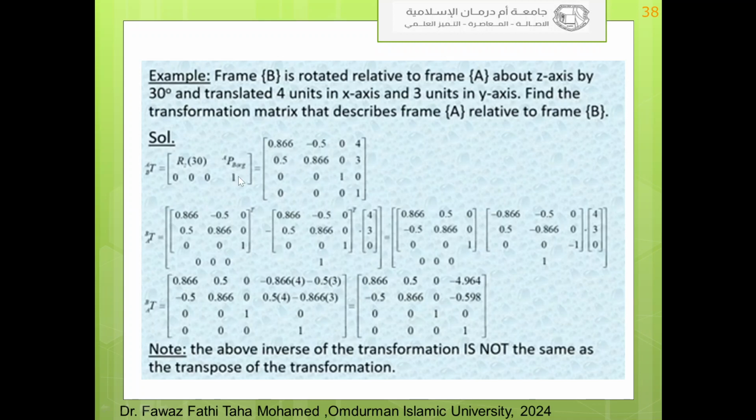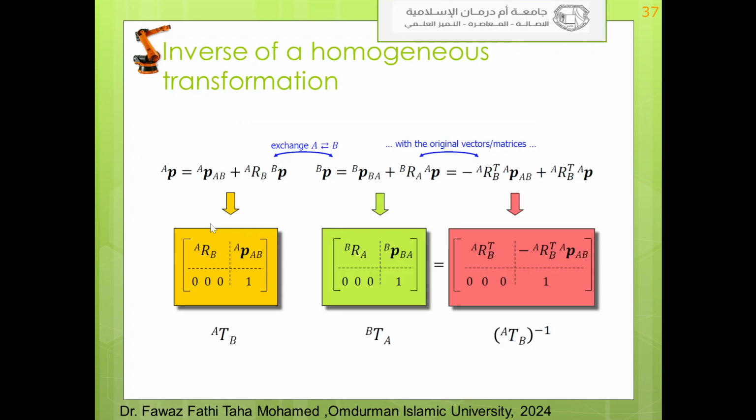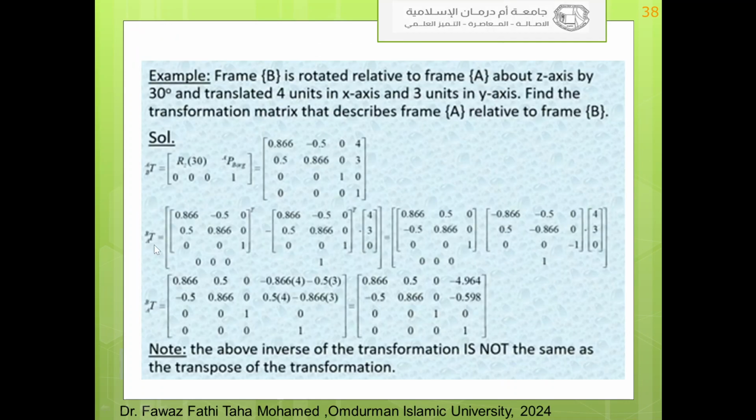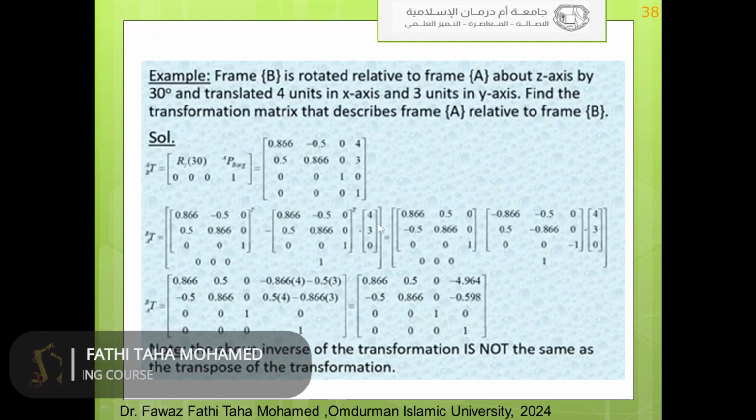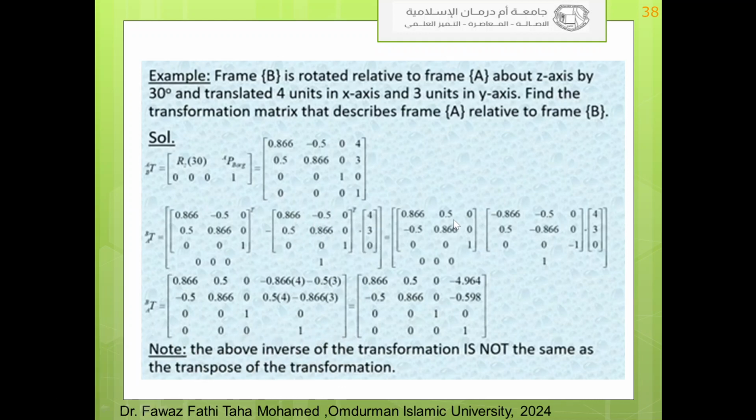After finding this information, we can find T_AB by using this formula. Okay, we can find the transpose, and the minus of the transpose of the rotation matrix multiplied by this vector. So we will convert any columns to rows.